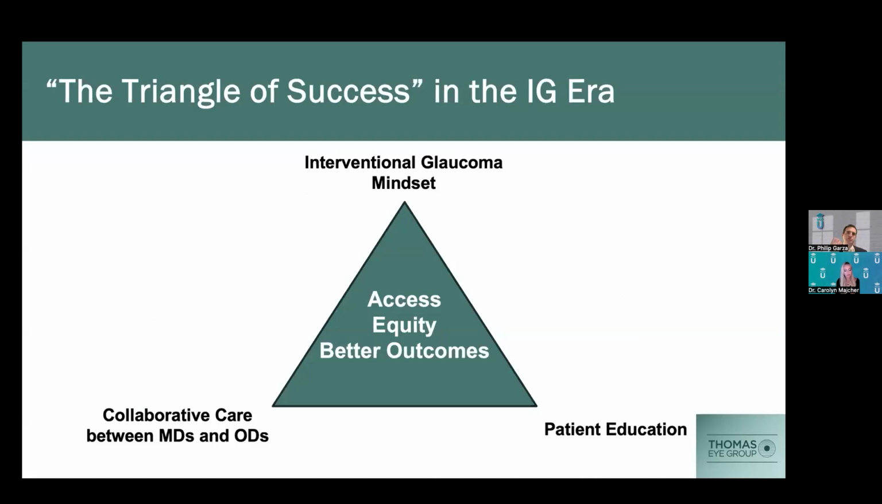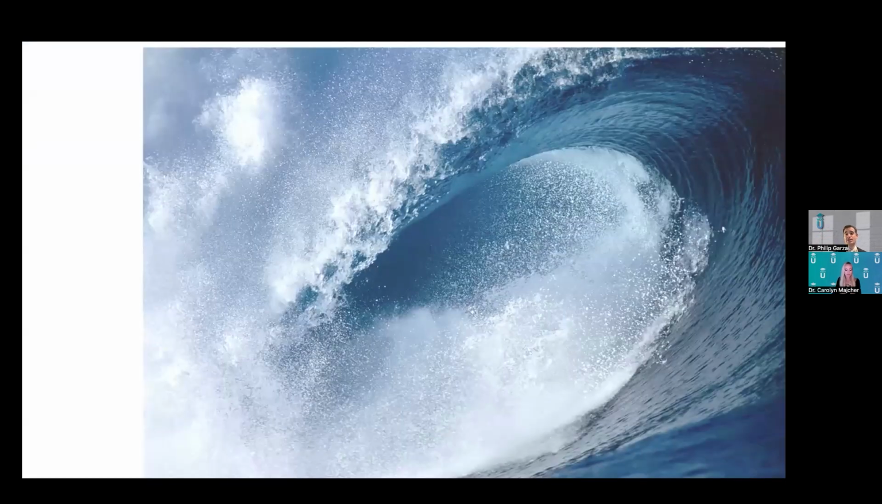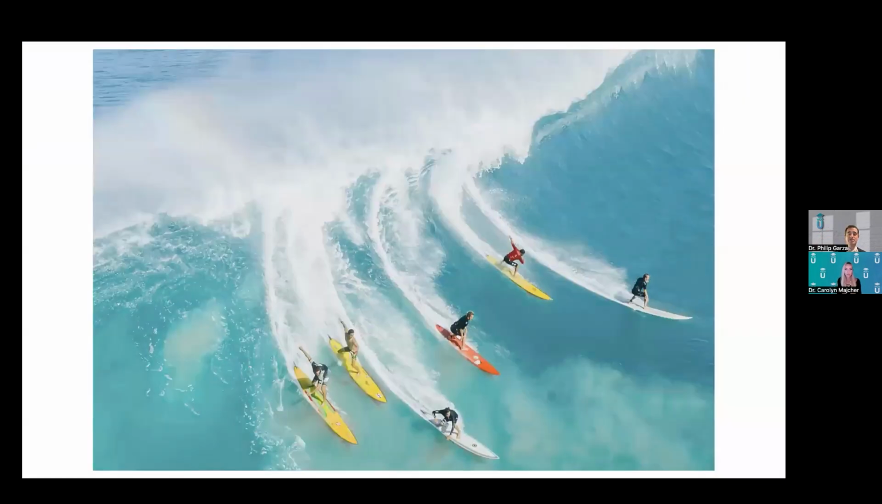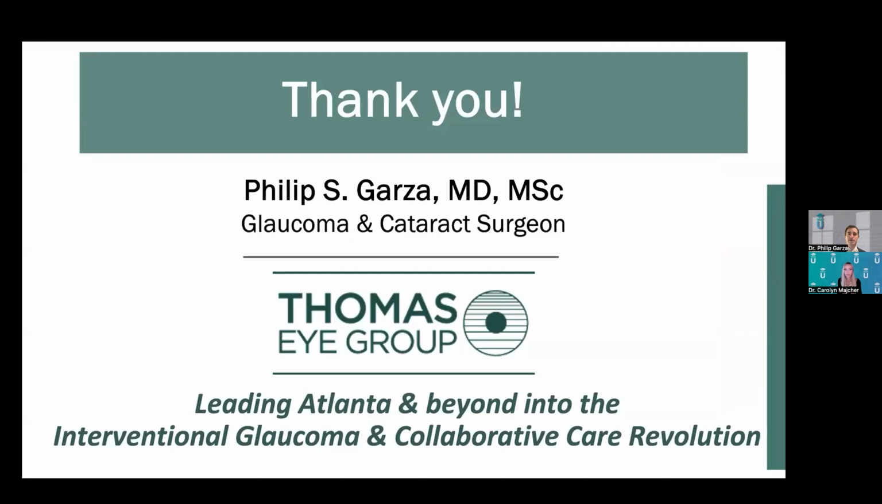Well, we need that interventional glaucoma mindset to say we want to relegate drops to adjunctive therapy. We need to educate our patients and help them understand the nature of this disease, that it is treated primarily procedurally, and that they don't have to be wedded to drops for the rest of their lives for the most part. And then we need collaborative care between our professions because there is no way to do it otherwise. And I think if we do collaborate better than we have, we can turn this silver tsunami into kind of riding the wave. And I thank you.